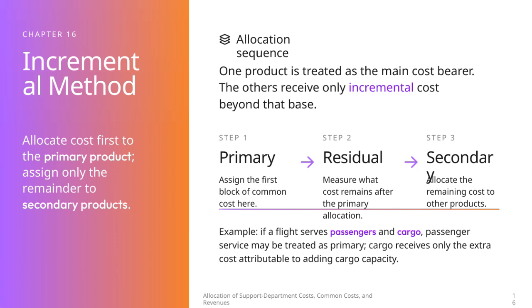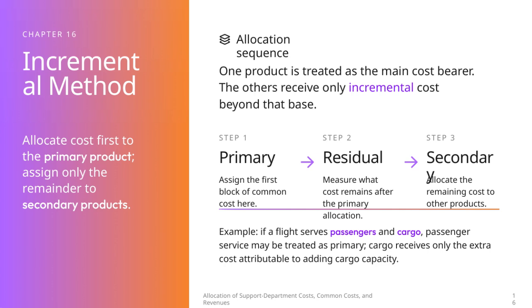The key idea here is that one product is designated as the primary cost bearer. We first allocate the common costs to this main product. This ensures that the bulk of the costs is assigned clearly to one area. Next, we measure what costs remain after this initial allocation. These residual costs are what we call the leftover common costs that haven't been allocated yet.